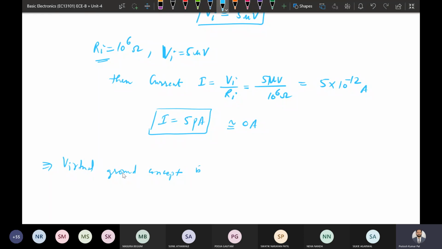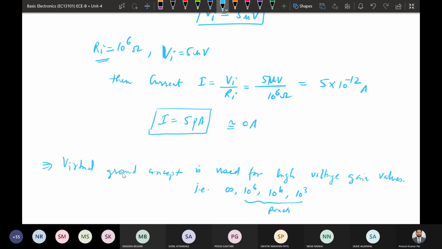The virtual ground concept is used for high voltage gain values. These high voltage gain values are basically like infinity. If it is infinite, that is the ideal one, or it is 10 power 6, or 10 power 4, or 10 power 3, up to here we will be using the concept of virtual ground in the case of the practical one also. So this is the case of the practical op-amp, and this is the ideal op-amp case.